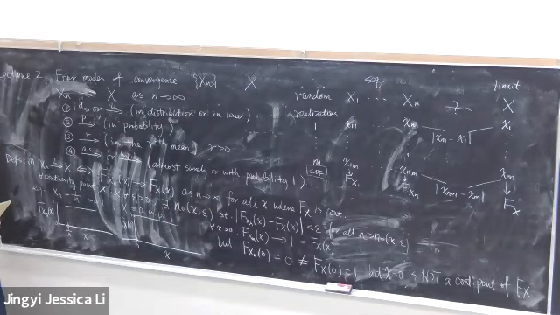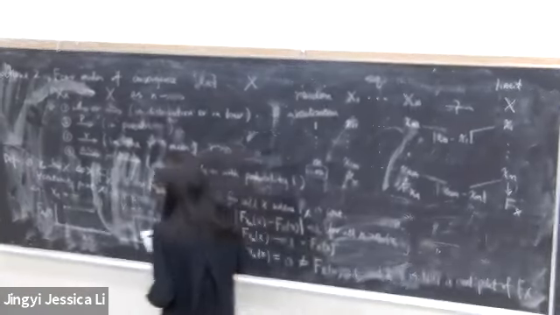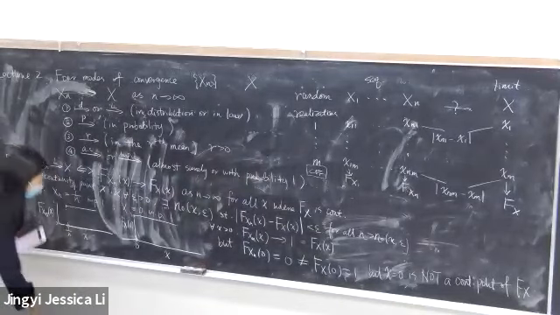All right, any questions? Okay, so I think the mathematical definition for convergence in law is probably the easiest one. So we start from here. Now let's continue. I will talk about the definition for convergence in probability.